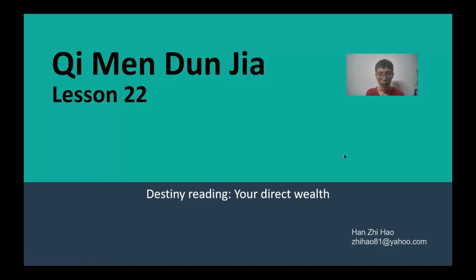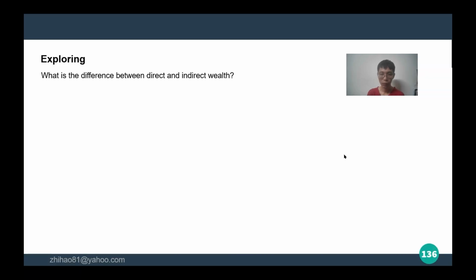We will now be doing Lesson 22, Qimen Lesson, Destiny Reading on Your Direct Wealth. Okay, as you all know, in Chinese metaphysics, we have two types of wealth. The first kind is called the direct wealth. The second one is called indirect wealth. So what's the difference between these two in Qimen Lesson?